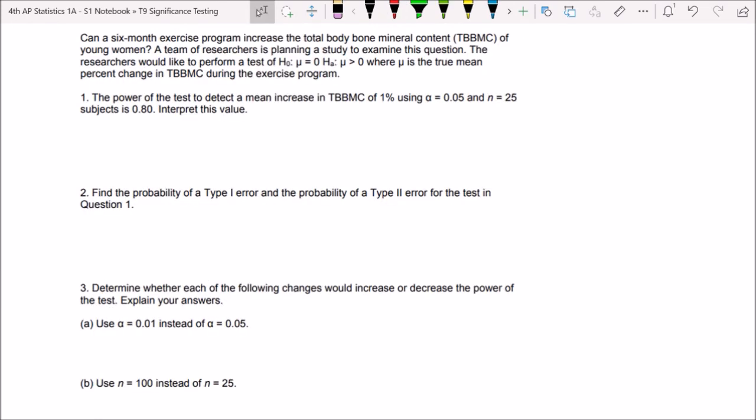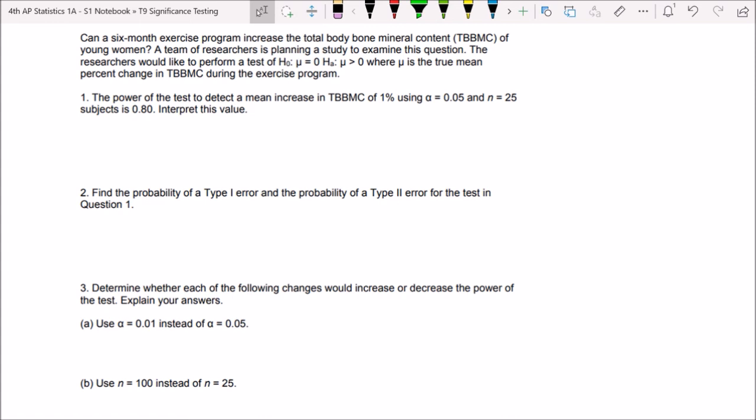Can a 6-month exercise program increase the total body bone mineral content, TBBMC, that's an awesome acronym, of young women? So total body bone mineral content. It sounds like bone density, sort of. A team of researchers is planning to study to examine this question. The researchers would like to perform a test of the null hypothesis, mu equals 0, against the alternative hypothesis that mu is greater than 0, where mu is the true mean percent change in TBBMC during the exercise program.